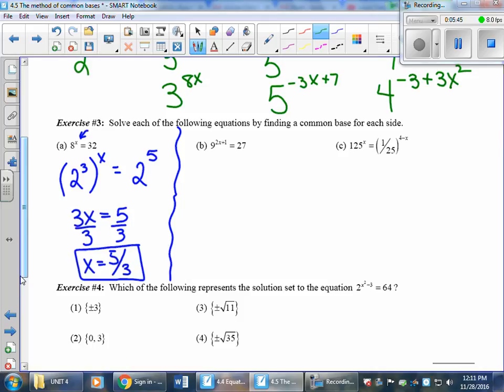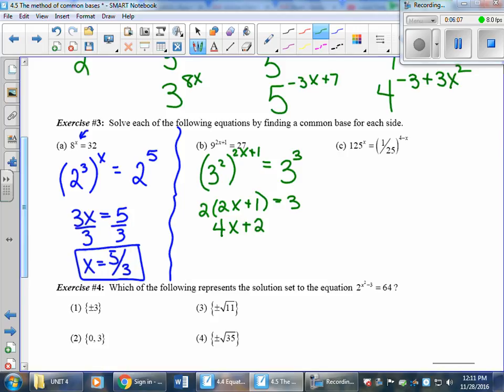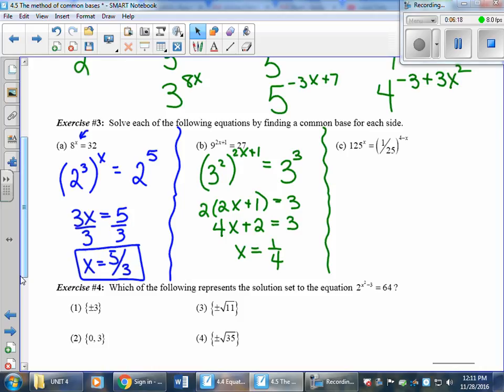Well, hopefully you realize that 9 is a power of 3, and that's 3 squared to the 2x plus 1. And 27 is the same thing as 3 cubed. All right, so then your same base, so your exponents: 2x plus 1 is equal to 3, 4x plus 2 is equal to 3, minus 2 from both sides, and x is equal to 1/4. I skipped a few steps there, so please make sure that you're understanding what those steps were.